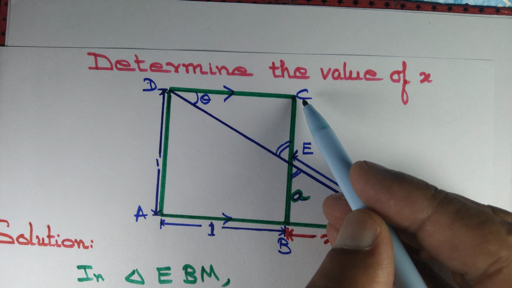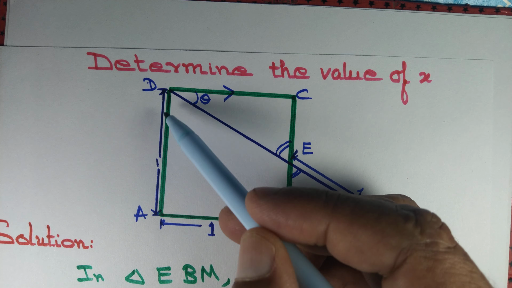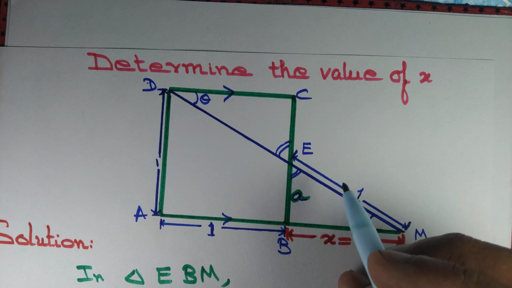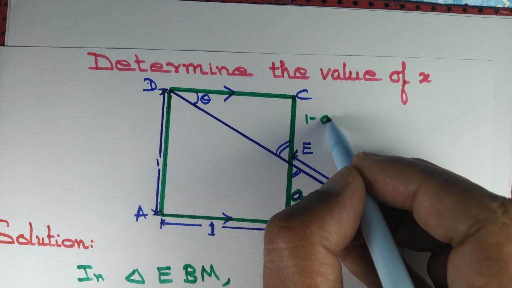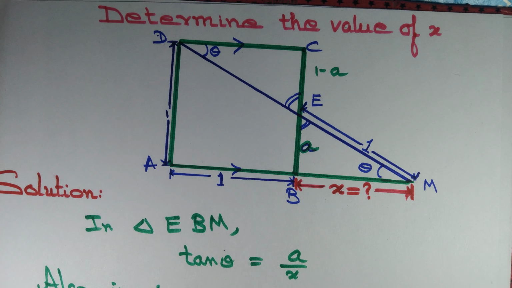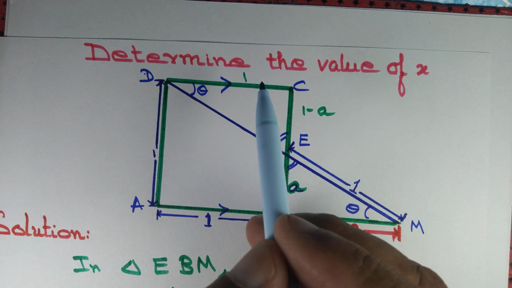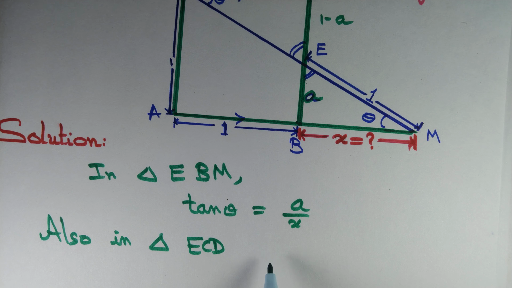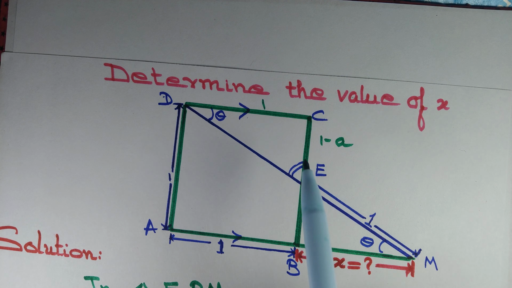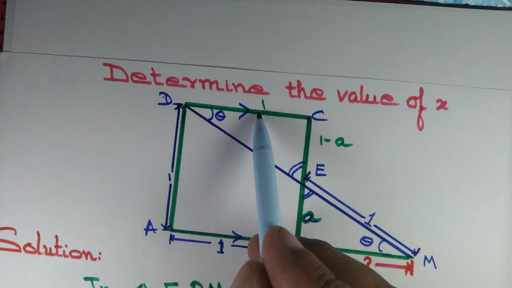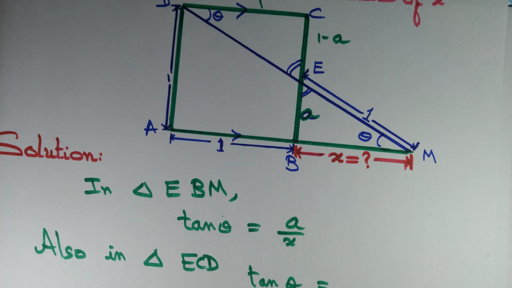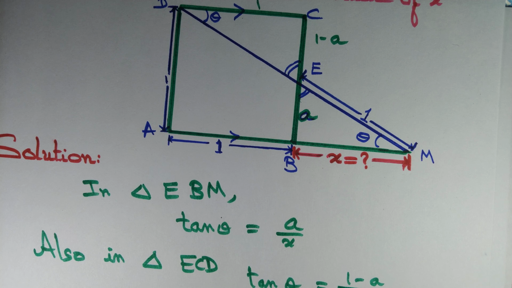We don't know the opposite side, but we know that the side of a square is 1 unit, and if we regard this EB to be A, then CE must be equal to 1 minus A. So in triangle ECD, further CD must be equal to 1 unit because the square has all sides equal to 1 unit. Therefore in triangle ECD, tan theta equals opposite side by adjacent side, so 1 minus A by 1.